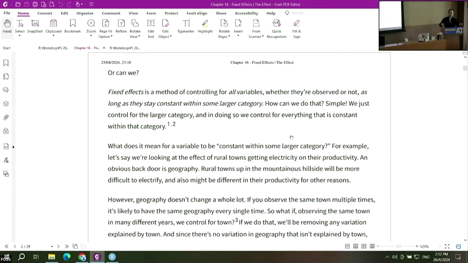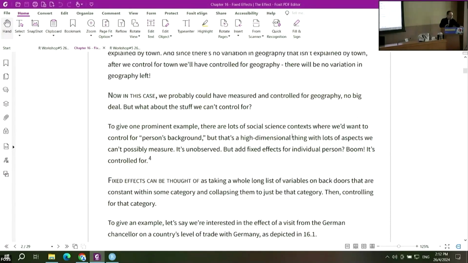So there are too many variations within town, the specific variable itself. Instead of controlling for many variables within the category of town, we control just a couple of them and call it a day. Okay, so now in this case, we probably could have measured and controlled for geography, no big deal. But what about the stuff that we cannot control for?